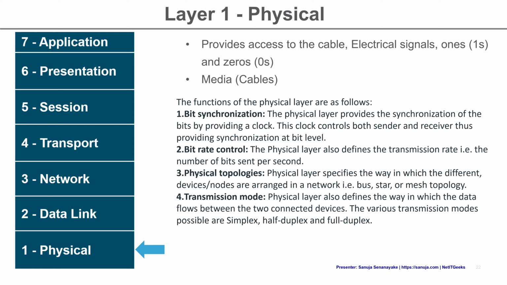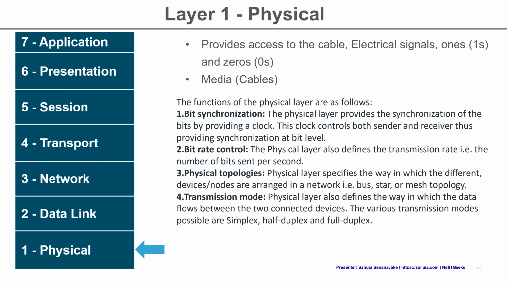It also defines the physical topologies. The physical layer specifies the way in which different devices and nodes are arranged in a network. So if you hear network topologies such as bus topology, star topology, mesh topology, those topologies are defined at the physical layer level. That's how you know a topology is a mesh topology, because it is based on that physical layer standardization.